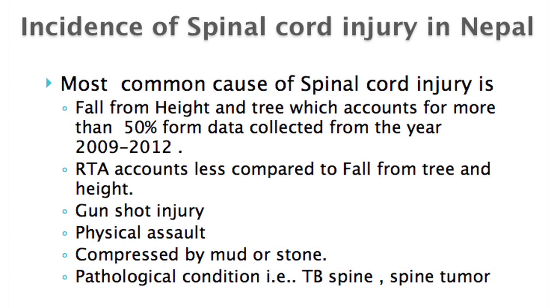Okay, incidence, how it happens. Most SCI injuries in Nepal happen due to falls from height. Then RTA accounts for a little less than that. Then gunshot injury, physical assault, and being compressed by mud or stone. Then pathological conditions for SCI.